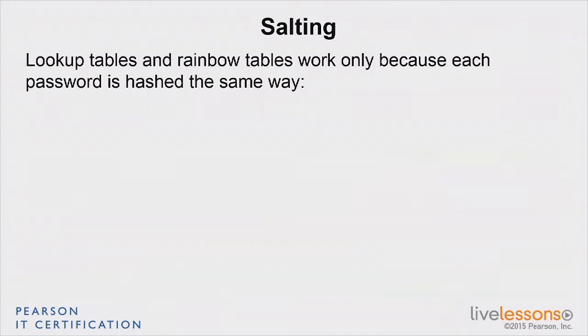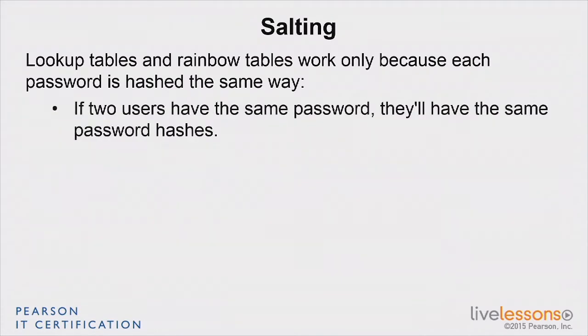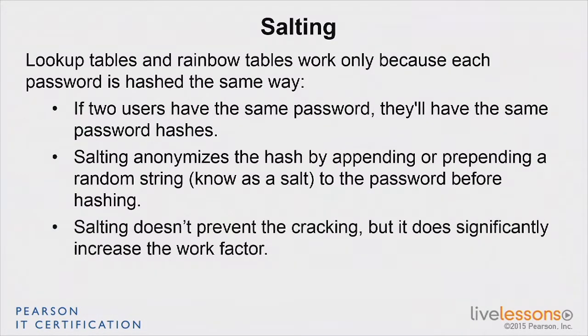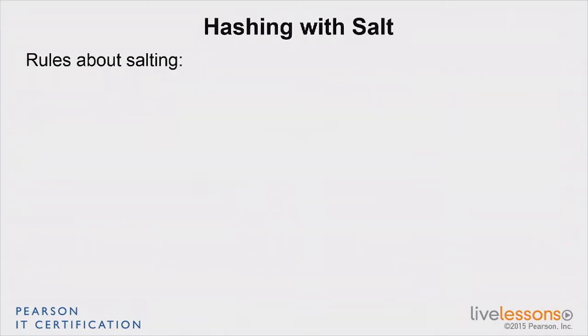Now, lookup tables and rainbow tables work only because a password is hashed the same way. And if two users have the same password, they'll have the same password hash. Now, you may recall from when we talked about cryptography that salting anonymizes the hash by appending or prepending a random string, which is known as a salt, to the password before hashing. Now, salting doesn't prevent cracking or discovery, but it does significantly increase the work factor.